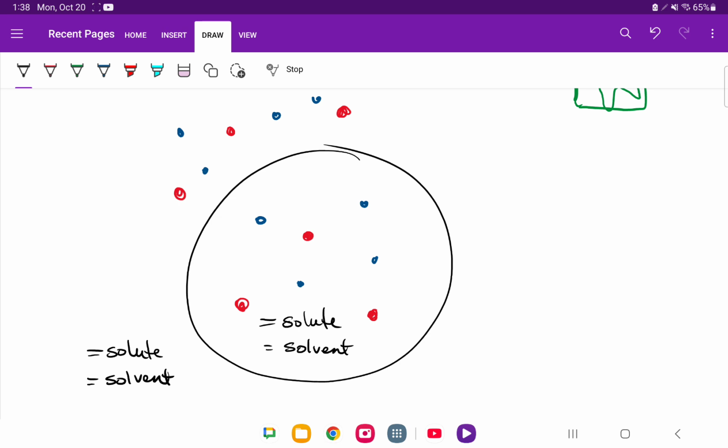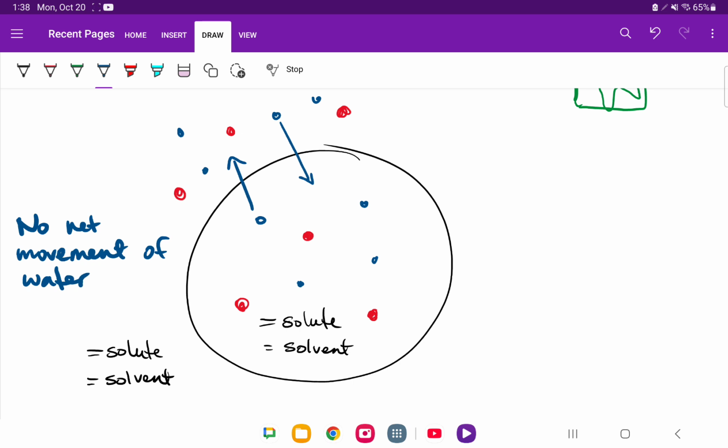Now, does this mean that the water's not moving at all? No. What this means is that for every water molecule that moves inside the cell, another one is going to move outside the cell. This means that there is no net movement of water. That net means there's no total movement. There's no change in concentrations. For every bit of water that enters the cell, an equal amount exits. This is a system at equilibrium, meaning it's not going to change.